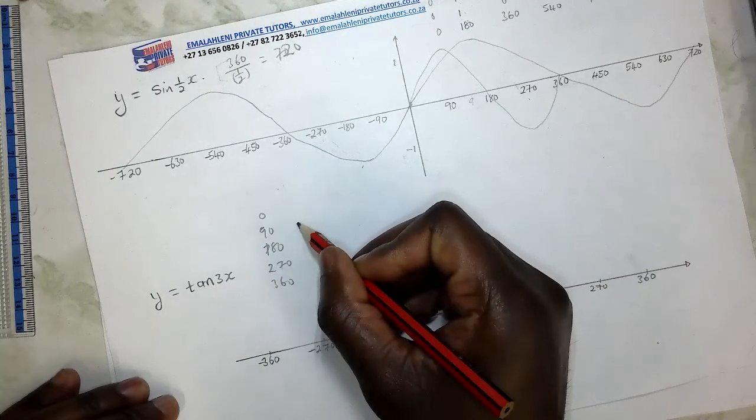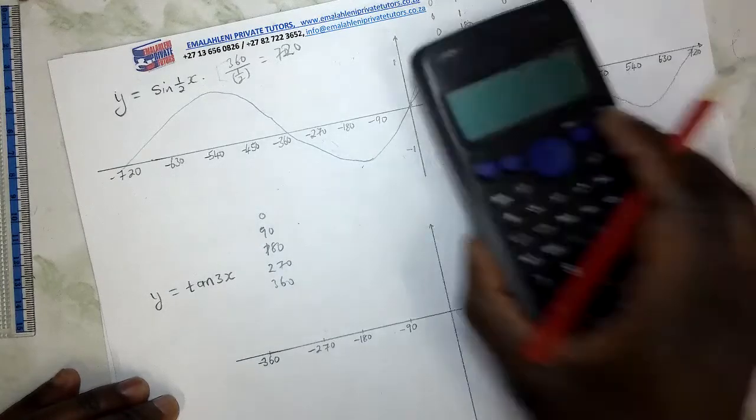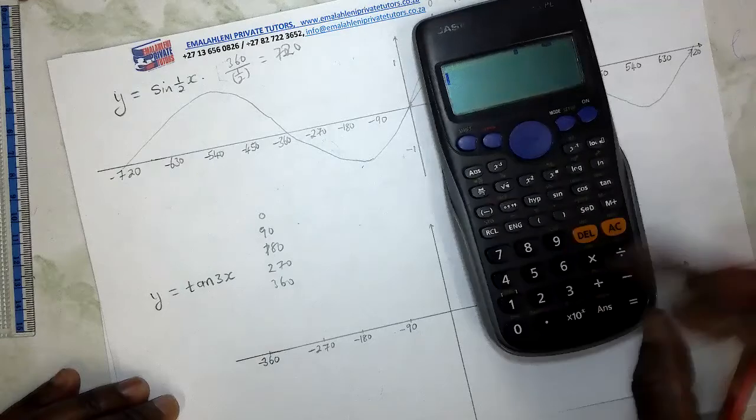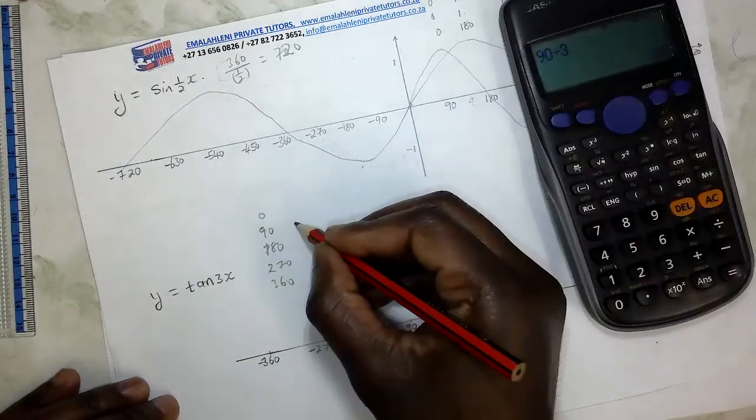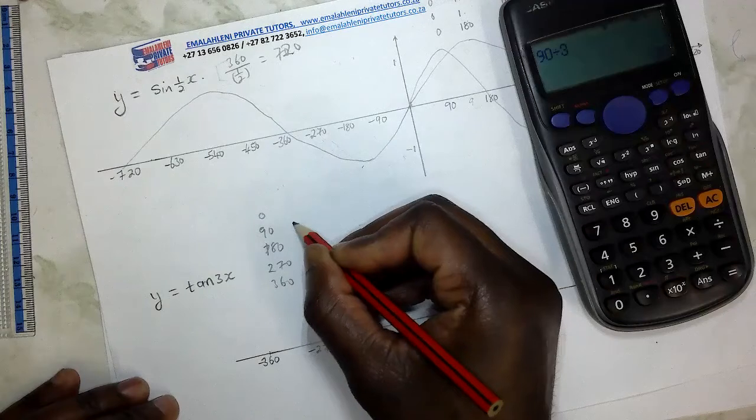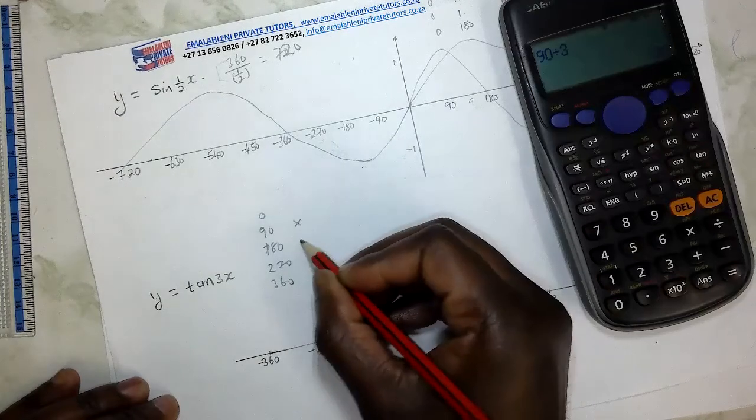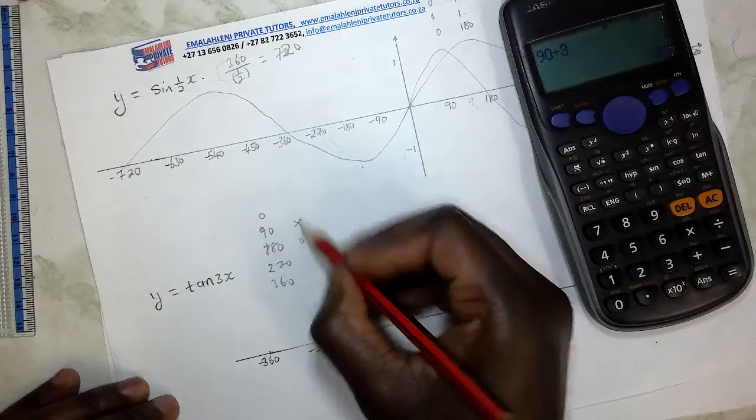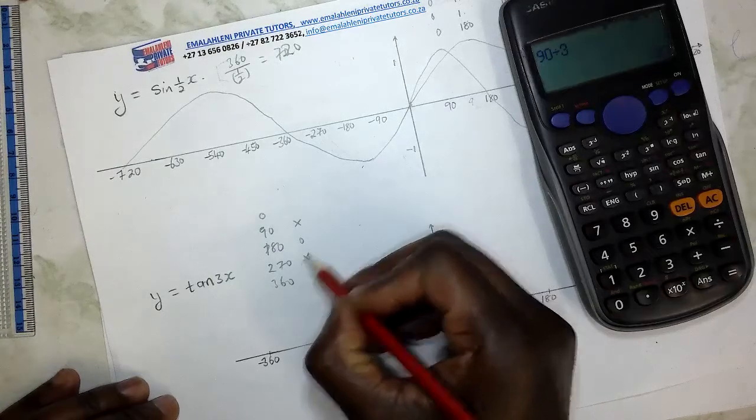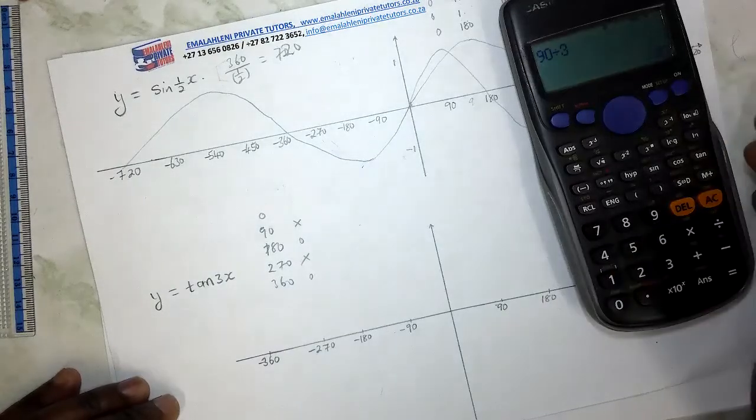So if we say 90 divided by 3, our new asymptote will be where? 90 divided by 3, we get 30. So here, we know that the graph doesn't touch. It touches here, it is 0 here. Then here it doesn't touch, then 0 there. That's what we have with tan.